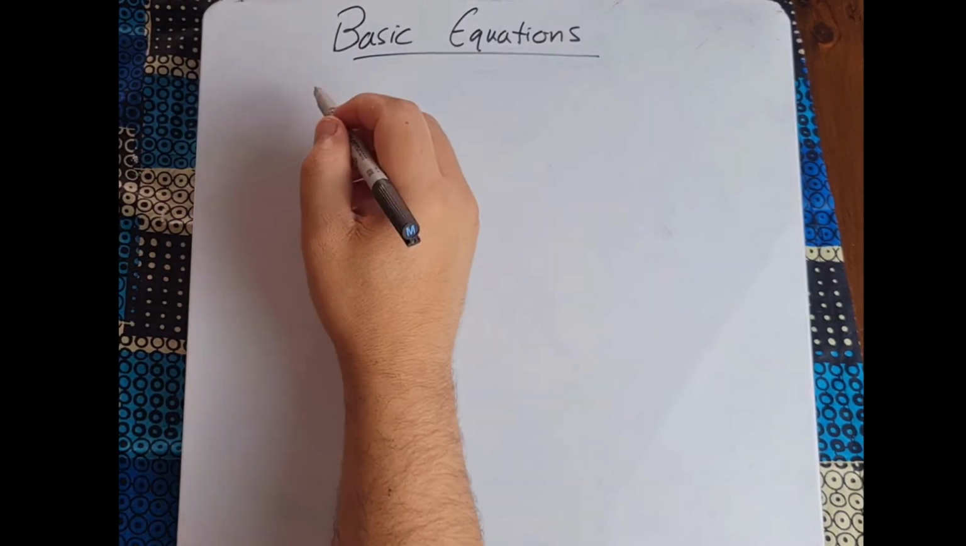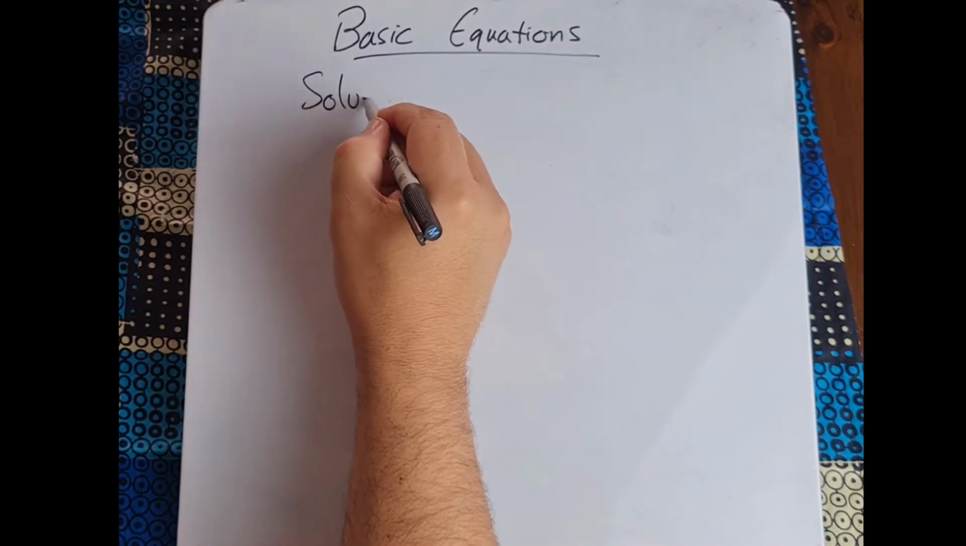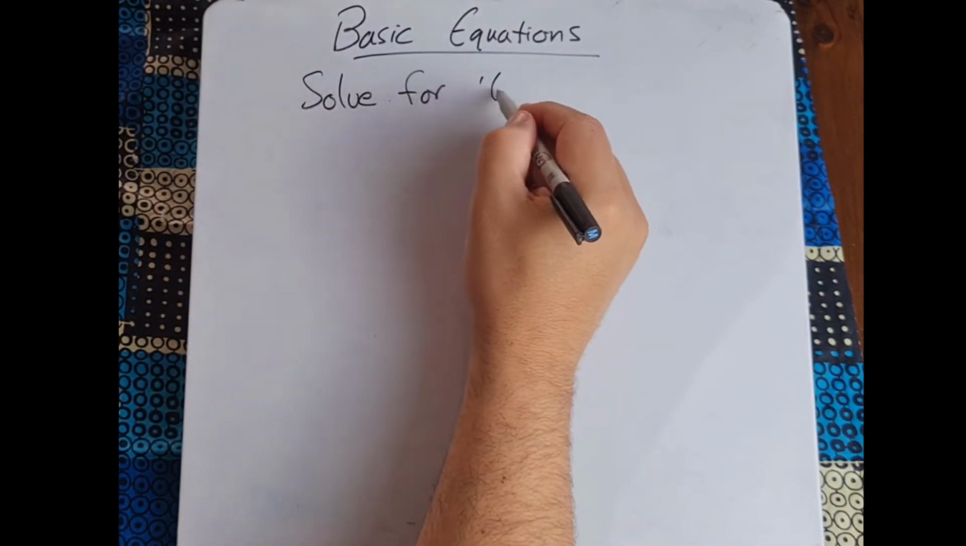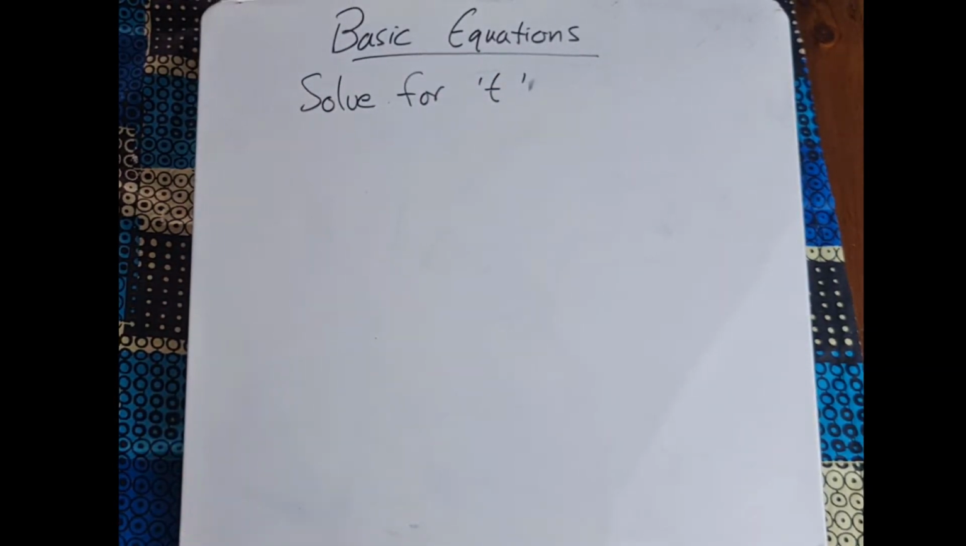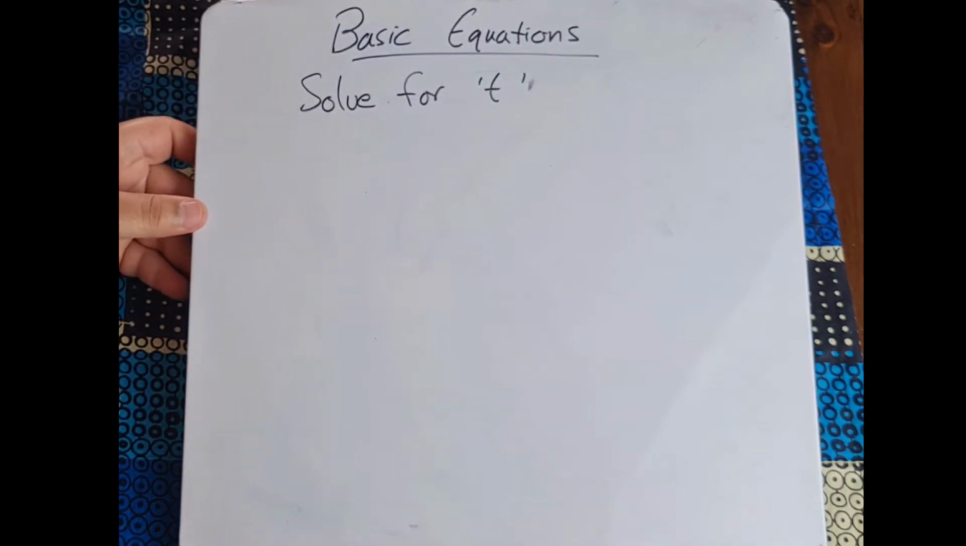Okay, so this is where we're going to do things like solve for t. Can sometimes be solved for x. Doesn't really matter what it is. We are still solving something. So let's look at a few examples.